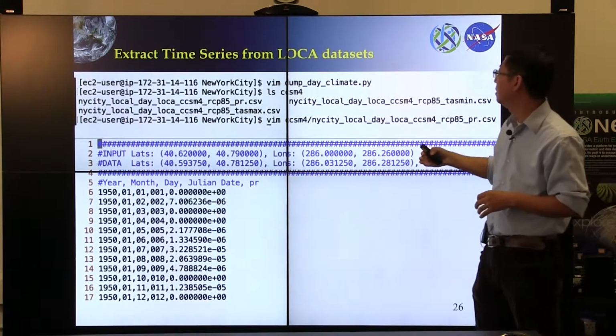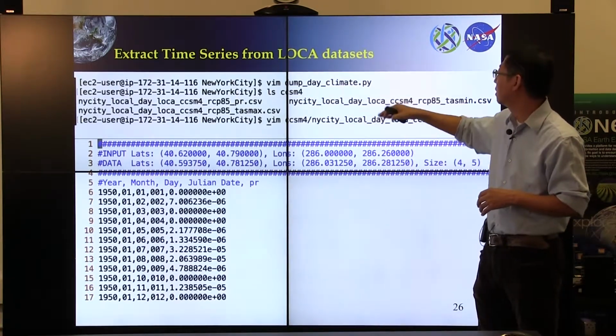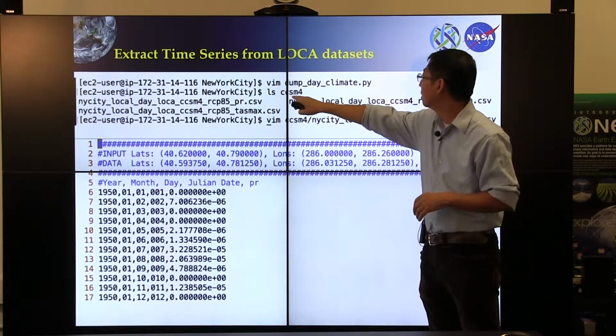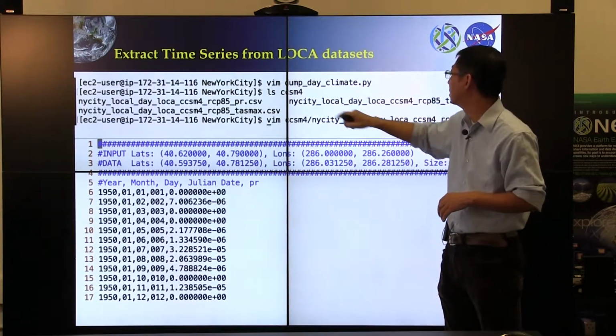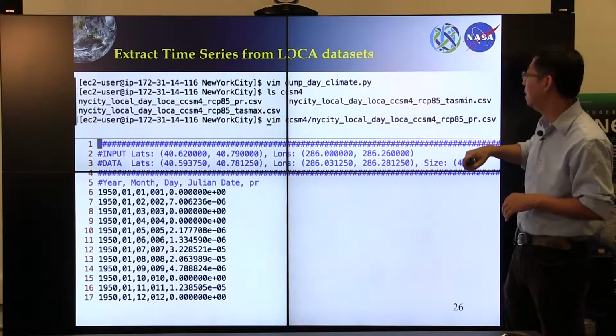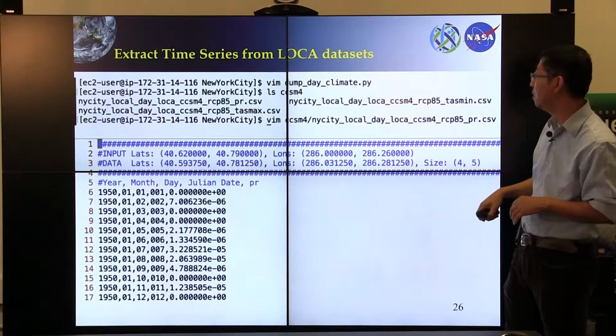All right. So all these files take some time to actually run the time series. So actually, I already extracted the time series for New York City for you. If you go to pick the CCSM4, you will see there are several text files there. Open one of them. This is actually Precipitation.